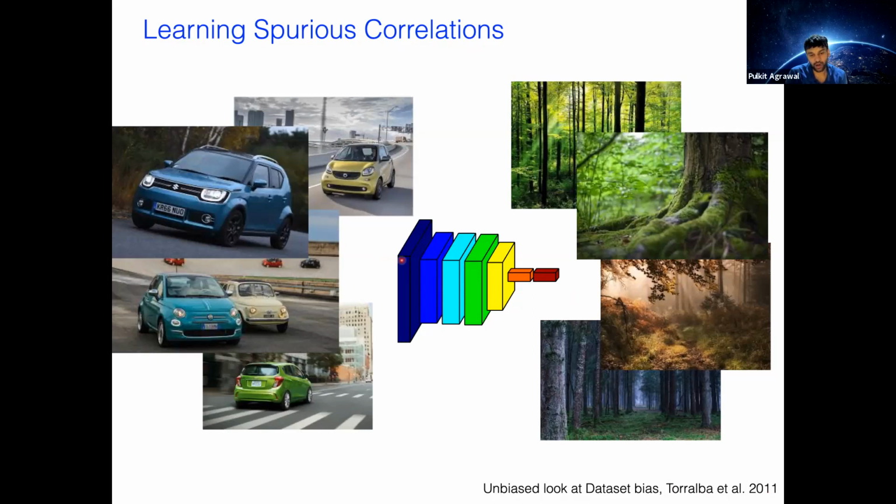So they point out that there are dataset biases. For example, all non-car images look like trees, and all car images are on the road, is a bias in the dataset, and that these biases are many times responsible for learning spurious features.